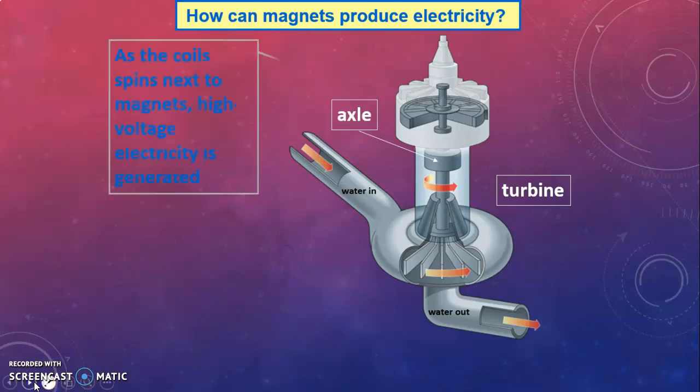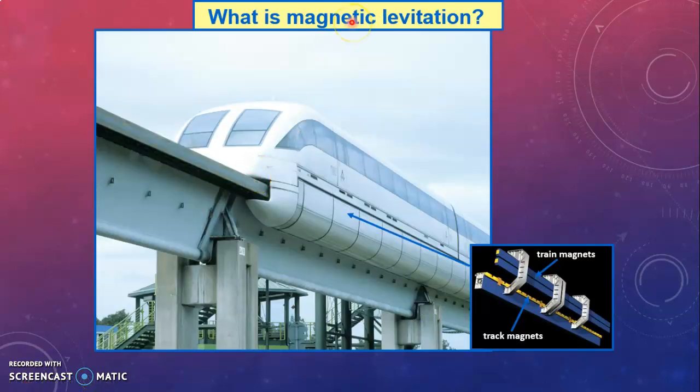So, as the coils spin next to magnets, high voltage electricity is generated. And copy the names as well. Let's continue. What is magnetic levitation? Okay, let's use your imagination one more time. Have you ever seen the magic trick where a magician floats someone in midair?